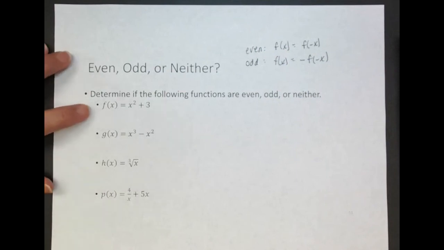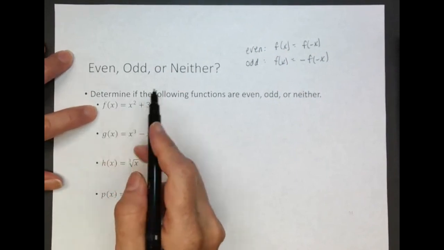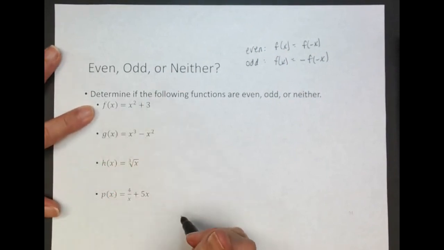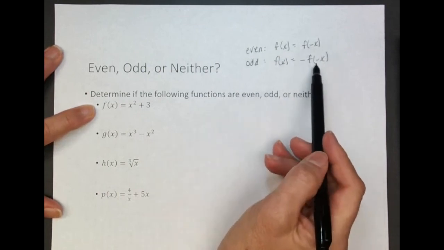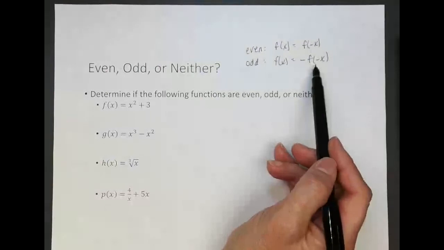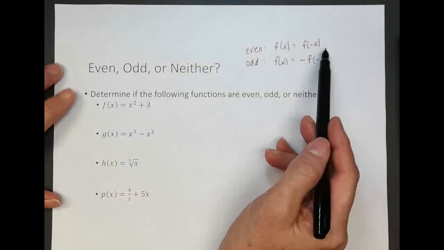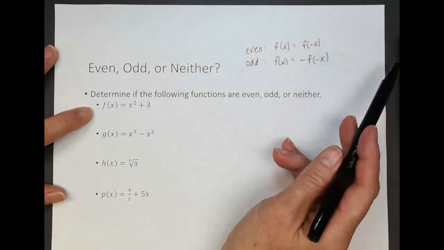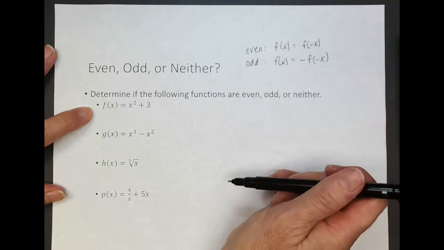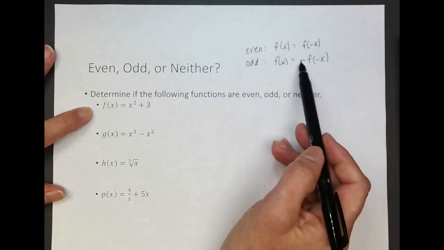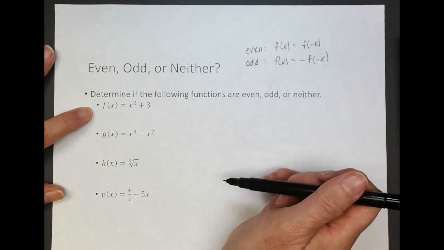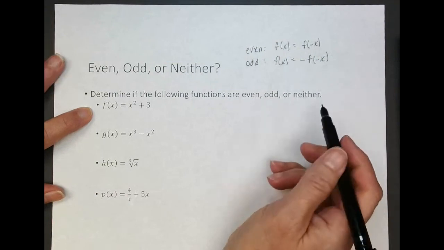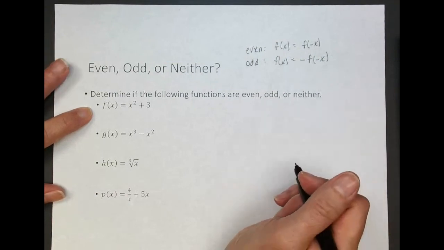So how are we going to figure that out? Well, let's find out what f of -x is. That's going to help us quite a bit. If we just substitute a -x in there and see what we've got, if it ends up with the same function after we simplify, it's going to be even. If it's the opposite of the same function, then it's going to be odd.